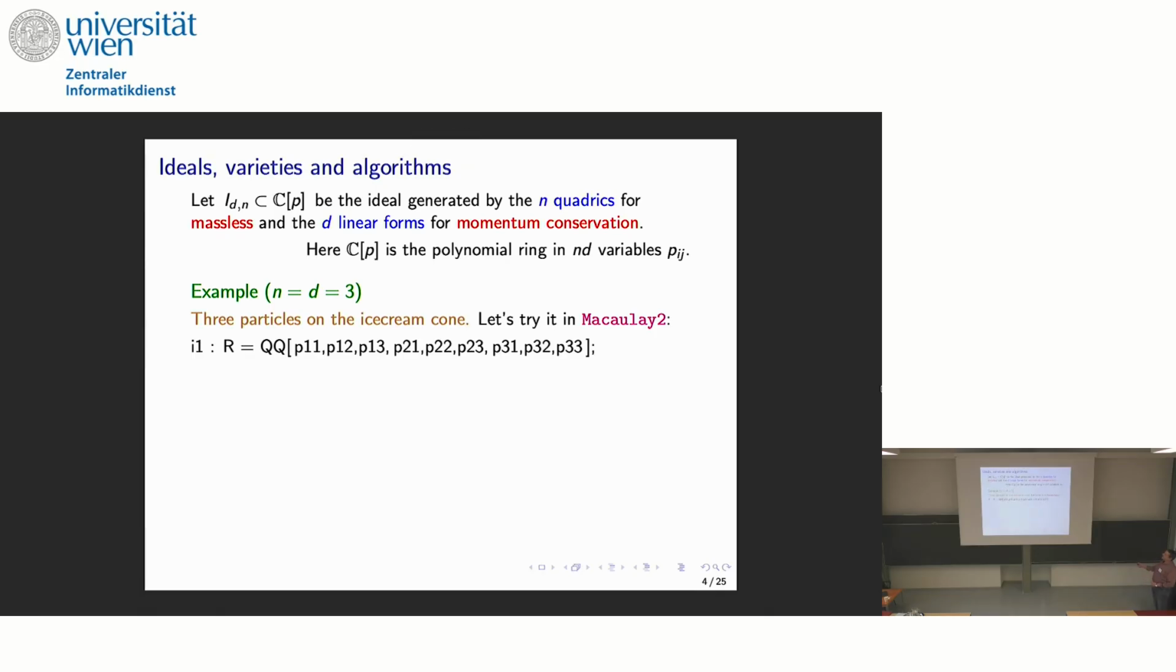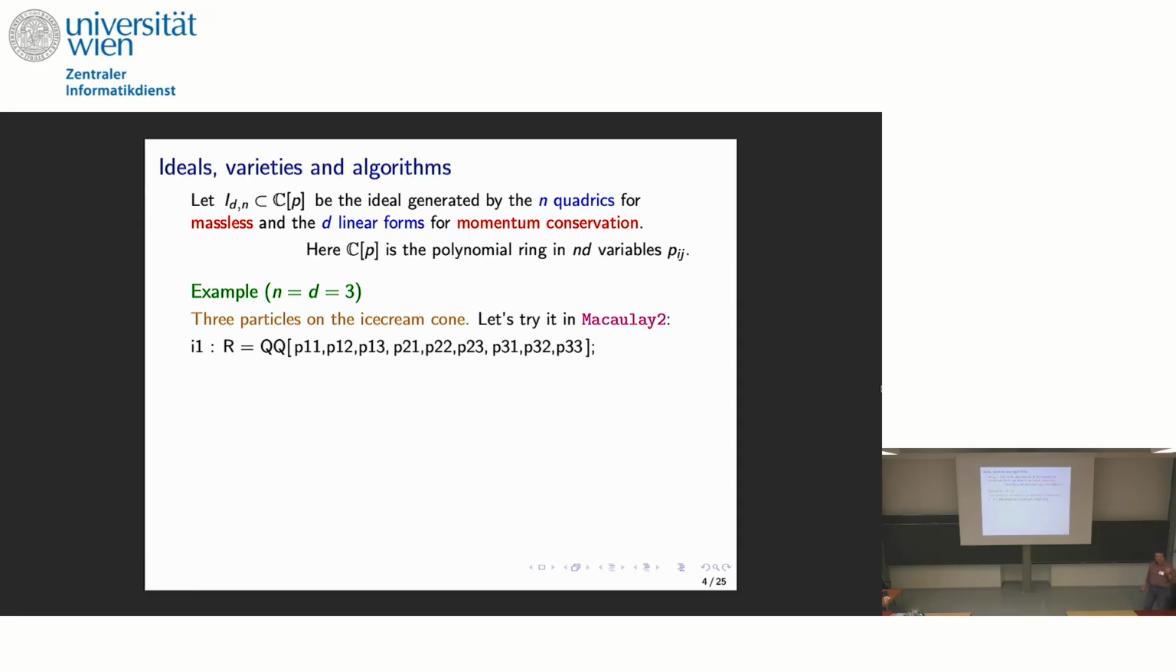So this is the title. Ideals, Varieties, and Algorithms is the title of a popular undergraduate textbook in algebraic geometry. And here's what we do. So a new variety comes along, right? So let's write I_{d,n} for the ideal generated by the equations on the previous slide.